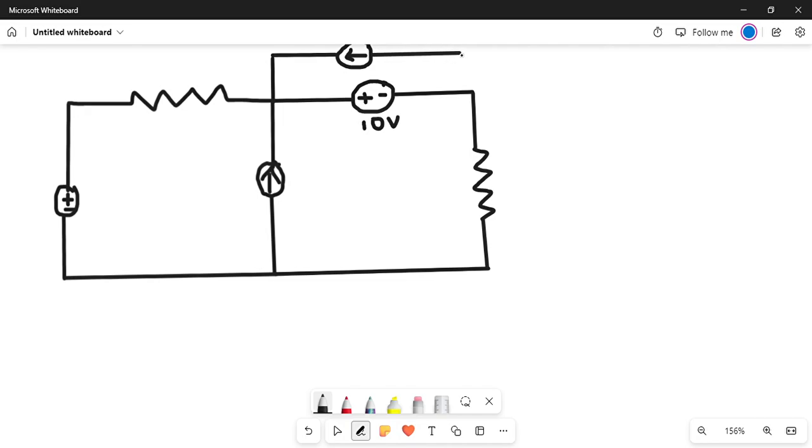And one more thing I'll tell you here, if you're supposed to apply KVL, that is your mesh analysis. So you should make sure that you are not supposed to do the Cramer's rule, right?